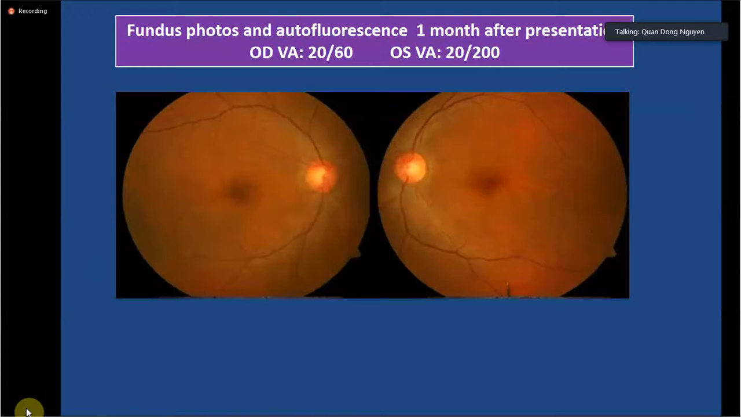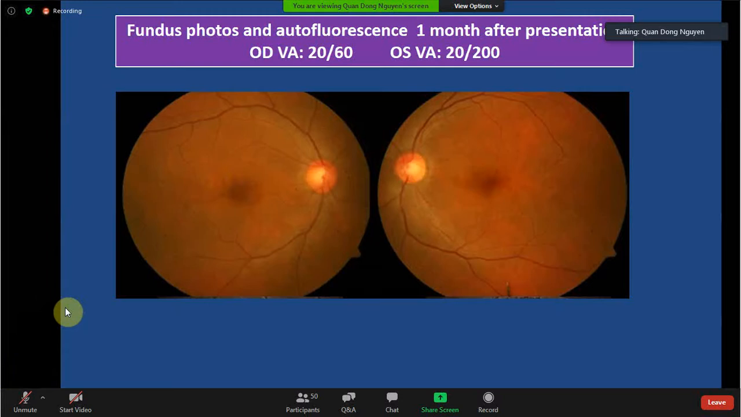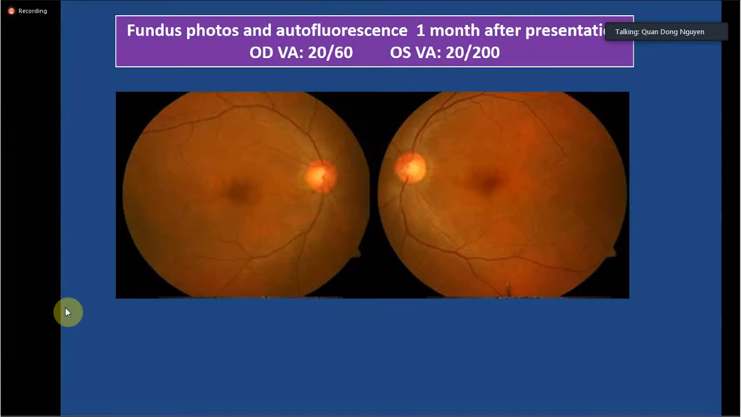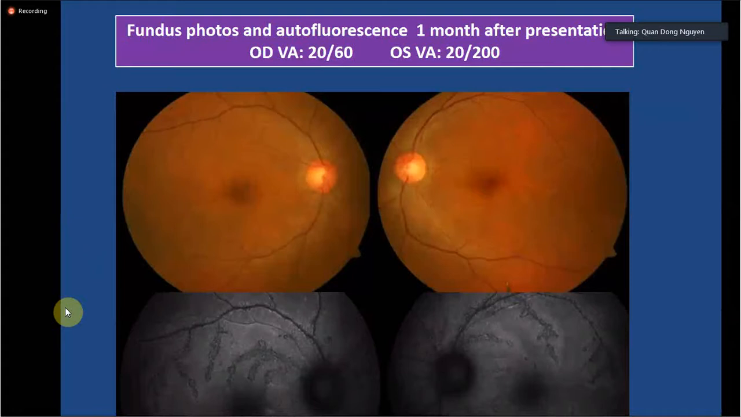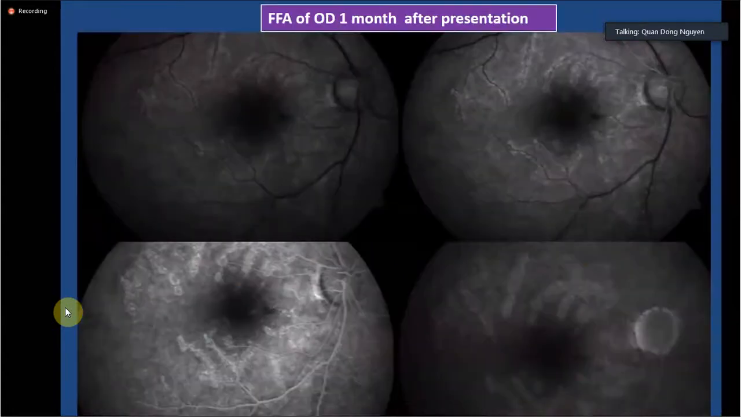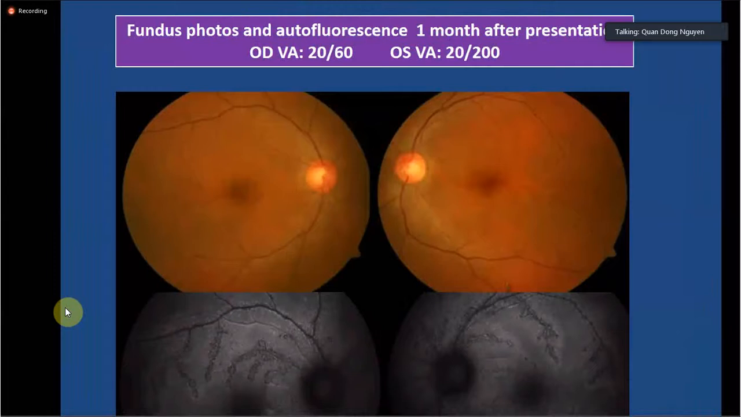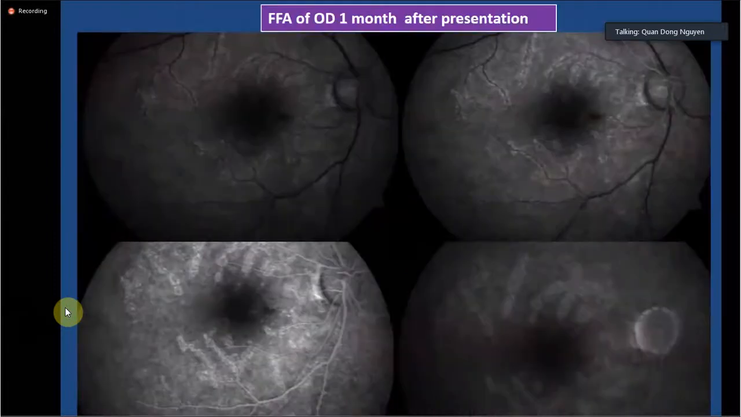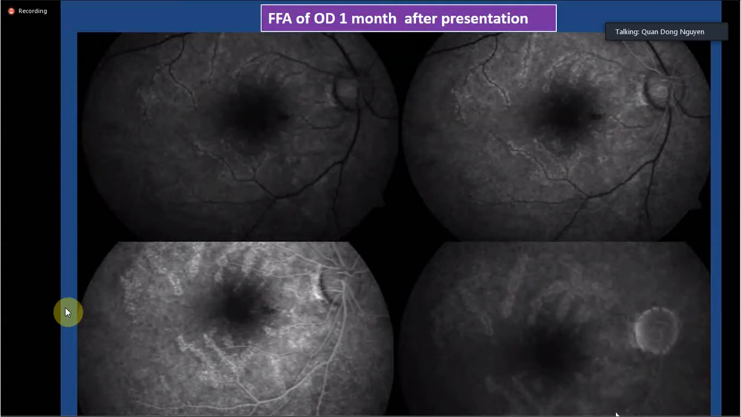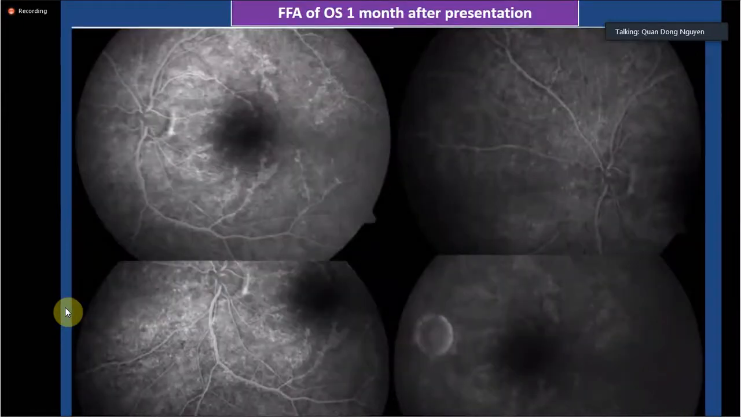The fundus autofluorescence 1 month after presentation has improved, and the visual acuity also remarkably improved. But here is the fluorescein, and this is the reason why the fluorescein was impressive. You can see along the posterior pole and along both arcades the type of perivascular whitening around the foveal center. And this type of finding, just 1 month after we treated, is the same in both the right eye and the left eye.